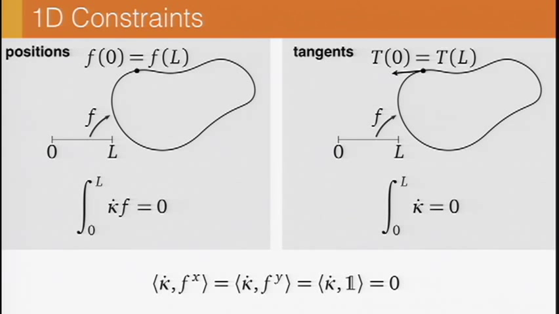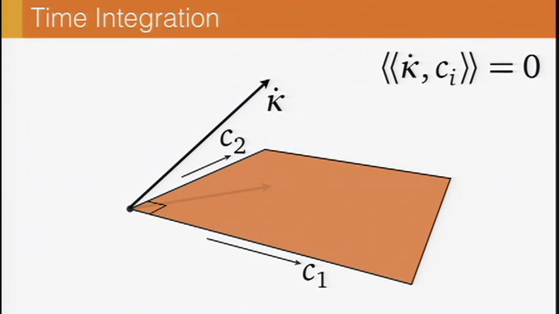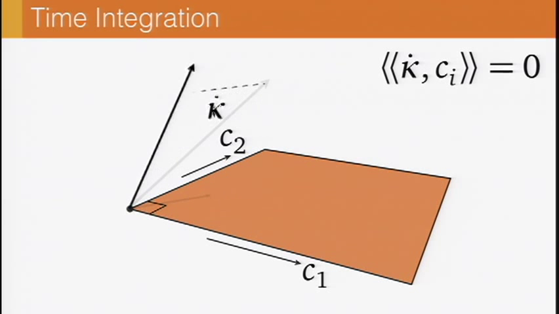So then our integration procedure looks like this. We start out with our desired flow direction, the gradient of this energy, and we just project out the components in the direction of these constraints.